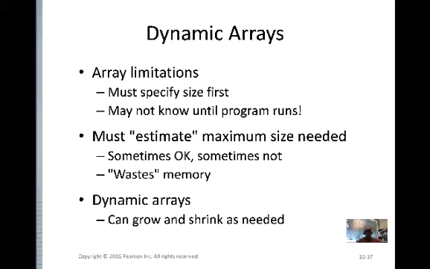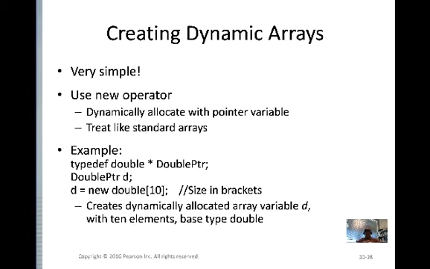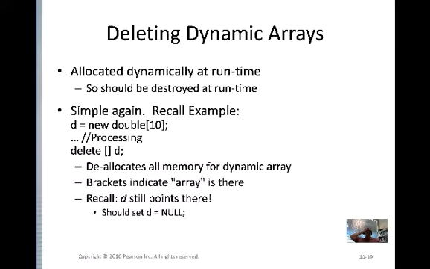And what I'm going to do is demonstrate that for you in a little bit of code that I have. Very simple to create it. We use the new operator. Example down below is we have a double pointer D where we assign a new allocation of 10 double floating point numbers to D. It goes out to the operating system, gets that storage location, gives it to D, and we can grow it and shrink it. Dynamic arrays are allocated at runtime, so they should be destroyed at runtime. It's either destroyed by us when we're done with it, or whenever we leave the program or module.